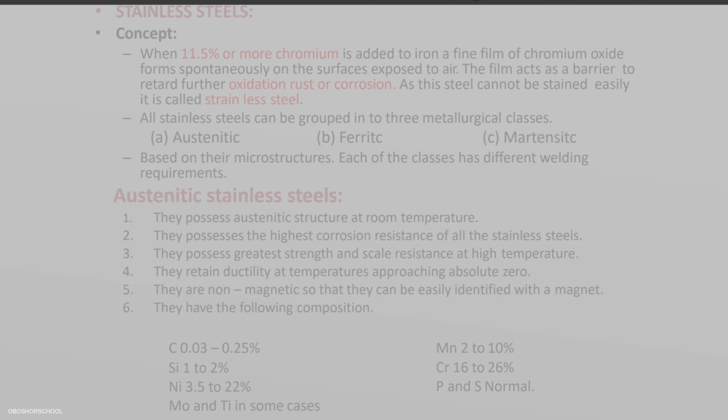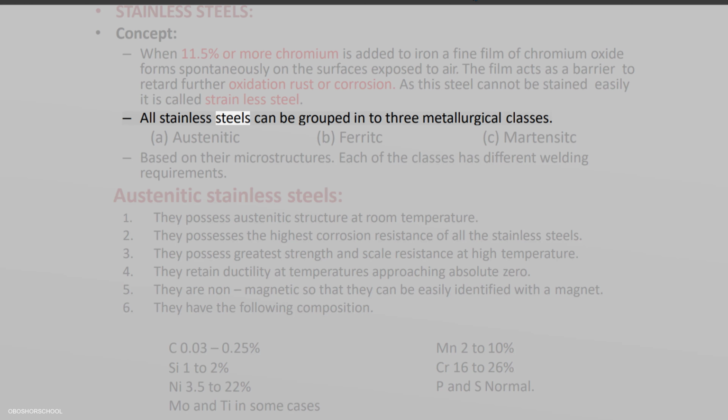Stainless steels. Concept. When 11.5% or more chromium is added to iron, a fine film of chromium oxide forms spontaneously on the surfaces exposed to air. The film acts as a barrier to retard further oxidation, rust or corrosion. As this steel cannot be stained easily, it is called stainless steel.